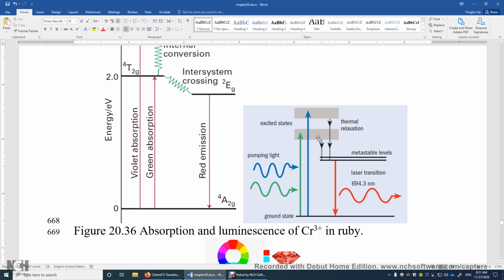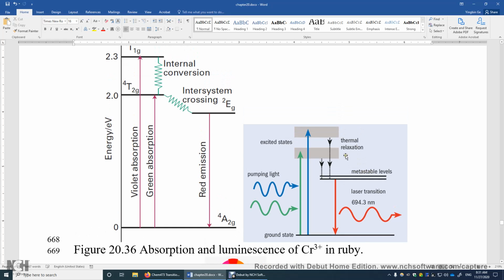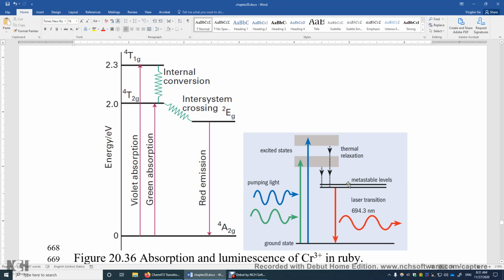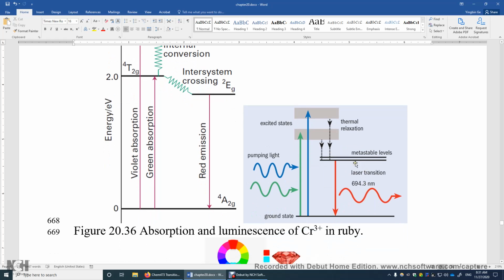From here to here, energy is lost in the form of heat. Also, you can go from here to here as well. This is the so-called metastable level. Actually, this is just the 2Eg term over here, and it can emit red light at 694 nanometers. This is why we can use ruby to make a ruby laser that emits red laser light at 694 nanometers.